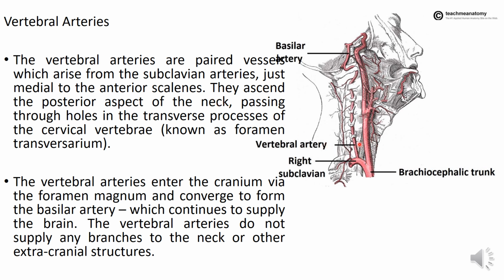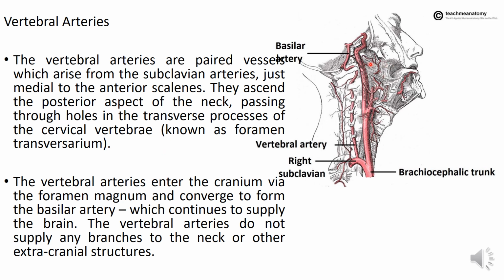Then they ascend through the posterior aspect of the neck, passing through holes of the transverse processes of the cervical vertebrae. This is the transverse process of a cervical vertebra, 1, 2, 3, 4, 5, 6. These processes have a hole. That hole is called the foramen transversarium. The vertebral artery ascends the neck through the foramen transversarium.